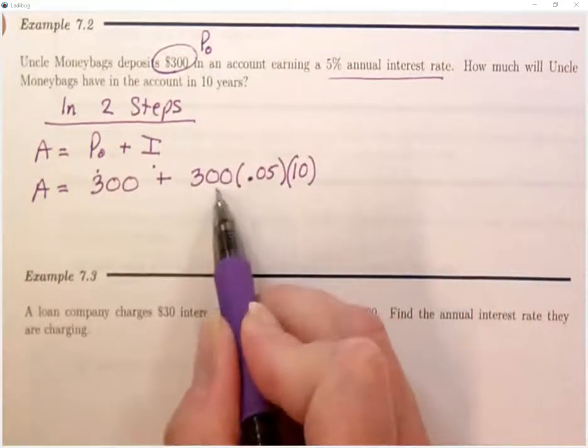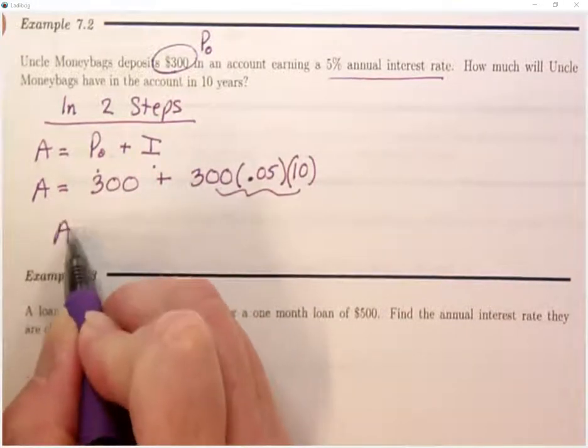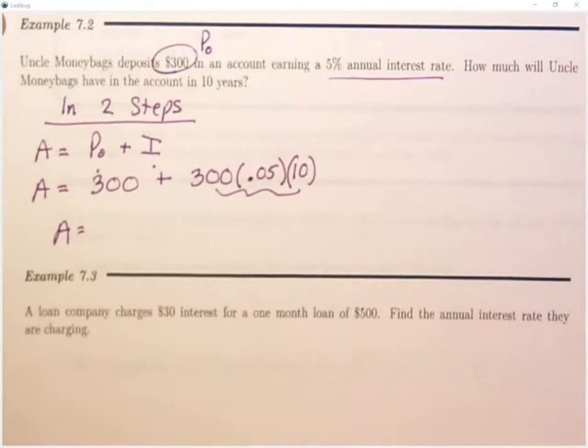So we would want to do this part first. We multiply before we add. We've got to make sure we're not just going 300 plus 300.